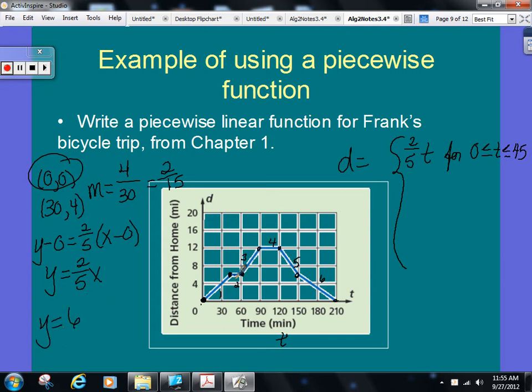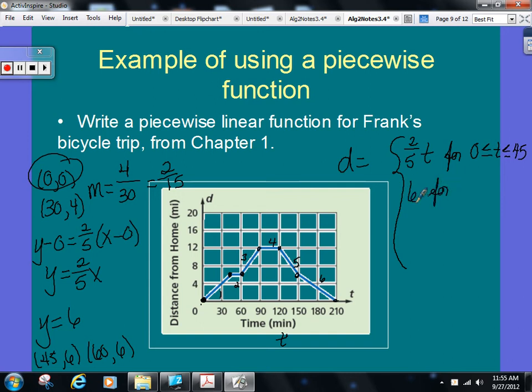If you didn't catch on to it, you would have arrived at that solution by using the same points here. It looks like 45, 6, and 60, 6. y2 minus y1, so you're going to get a slope of 0. So it would have all worked out, okay? What you do here is 6. This is the only kind of tricky part.